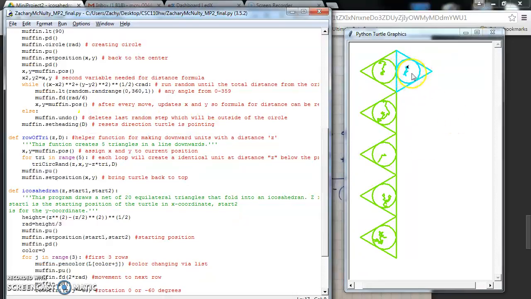You can see my turtle is randomly moving around until it hits right about where the radius is going to be, goes past it, that erases, and then it shoots down to the next triangle.